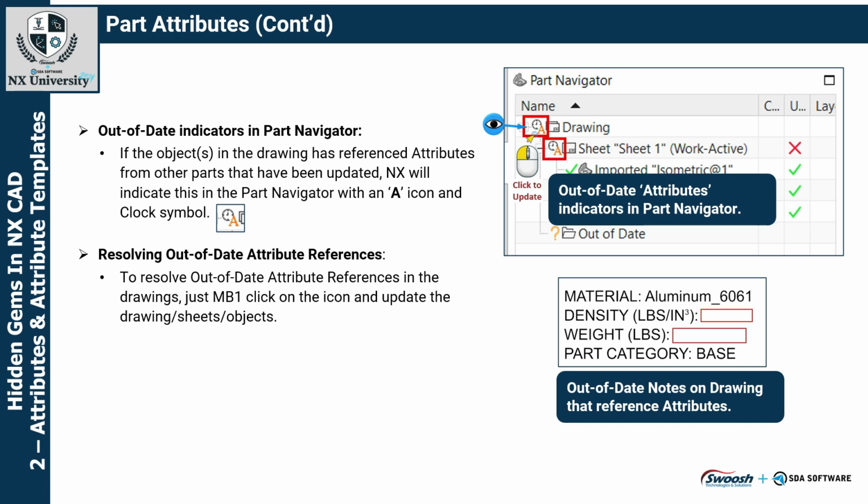In this particular case, something has changed in the part file with those attributes for the material and the part category, so the user has to go into the drawing, they'll see the out-of-date symbols, and all they have to do is click on those symbols to update the drawing and pull in the updated attribute information. The general note will update, and the density and weight in this particular example will be updated accordingly.